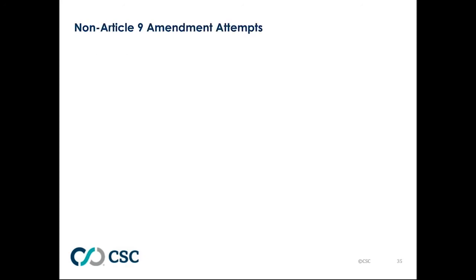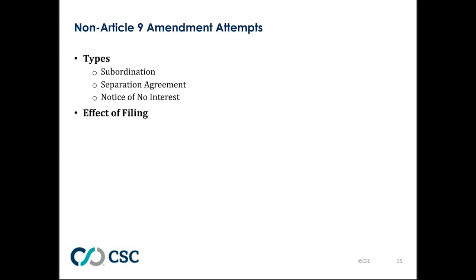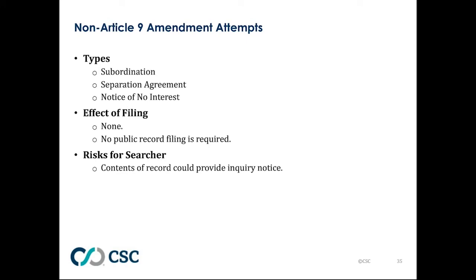And in some cases, there are records that are filed that are not required by Article 9, and this might be something like a subordination agreement or separation agreement, or somebody filing a notice of non-interest. These sometimes get filed in the UCC records. They're not necessary, but they still have to be looked at, because it is possible that they would contain information that would alert the searcher to something that they should inquire further into. So if it's in the record, it has to be reviewed. That's what the bottom line is.